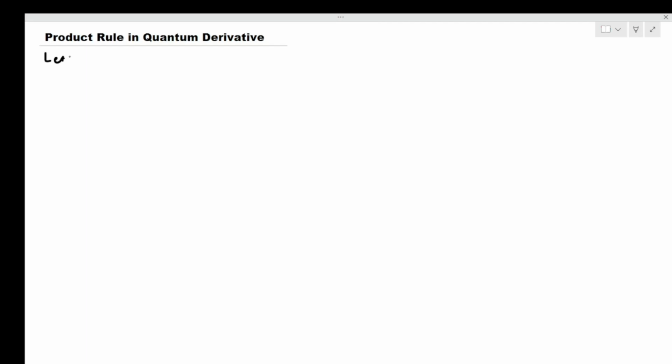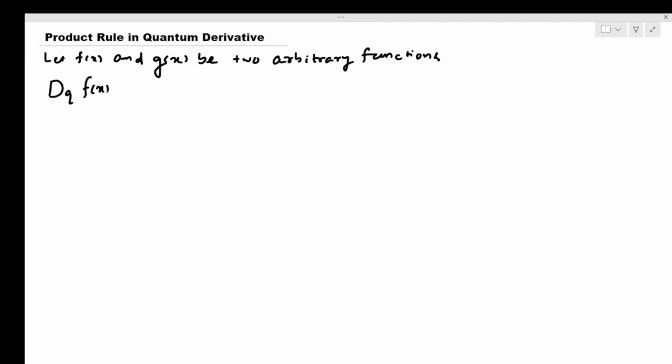Let f of x and g of x be two arbitrary functions, then we will find out what is the quantum derivative of f of x into g of x. So we have to find out the quantum derivative of the product of the functions.